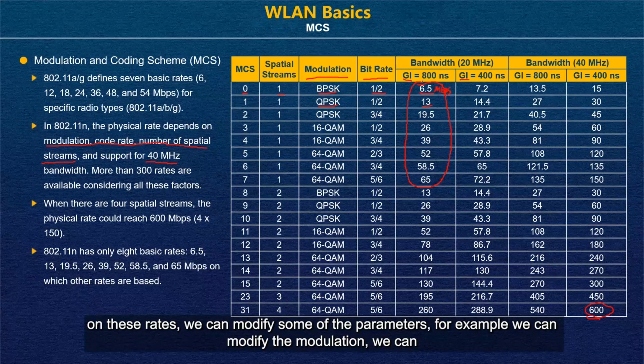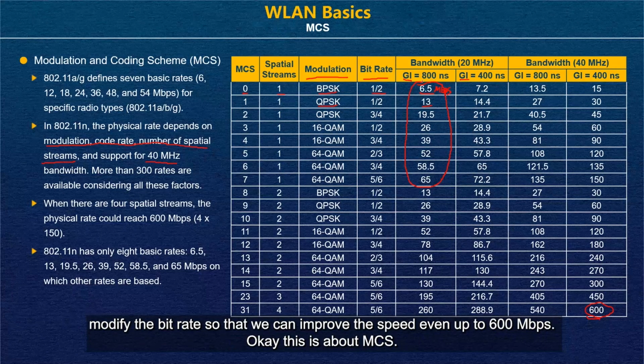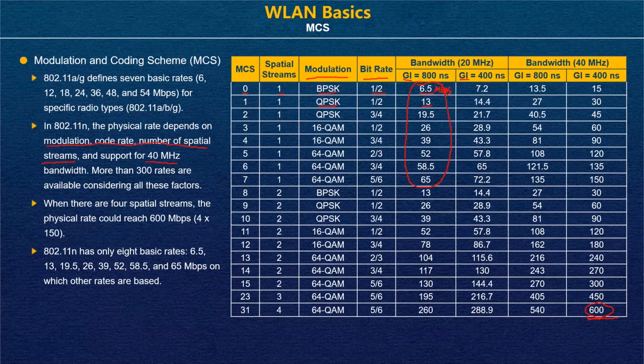And based on these rates, we can modify some of the parameters. For example, we can modify the modulation, we can modify the bit rate so that we can improve the speed, even up to 600 Mbps. Okay, this is about MCS.